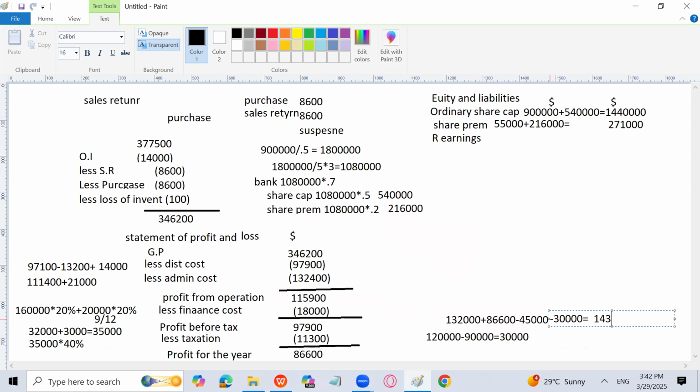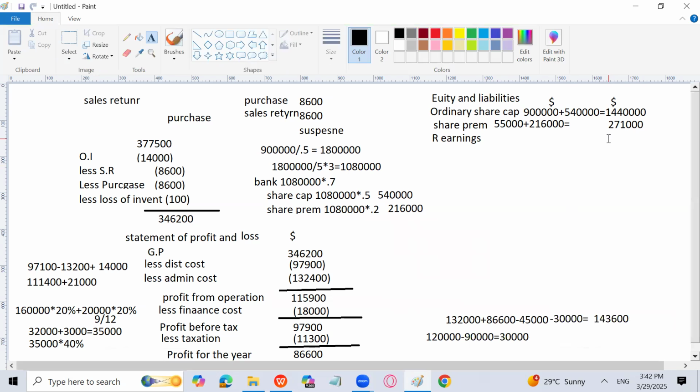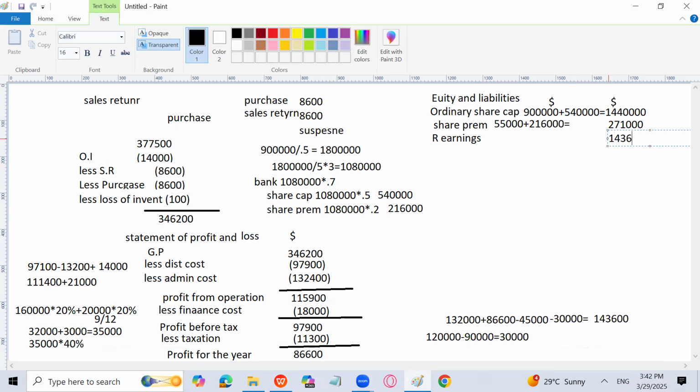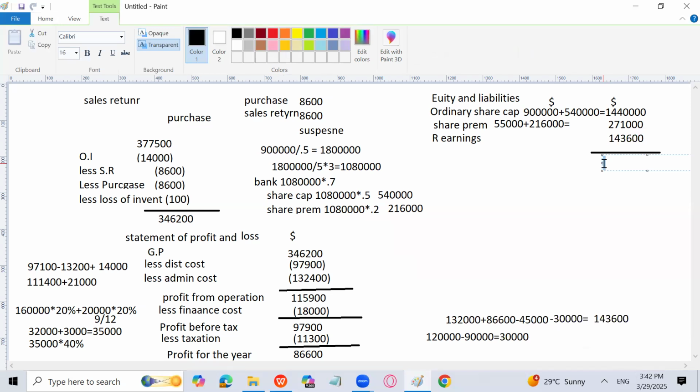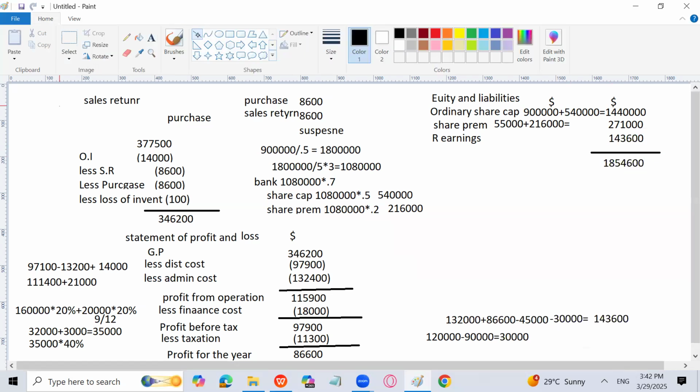So the answer for the retained earnings is 143,600. Retained earnings is going to be 143,600. So this is how we are going to calculate the equity section or the total equity. And the total equity, if you go for the total of this, will become 1,854,600. So equity and liability section, ordinary share capital is 1,854,600. You can do that working here also, and you can write the amount in the next column also. Doesn't matter. It is the same thing, there is no problem in this.